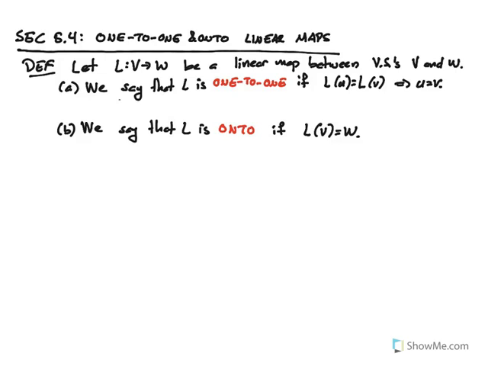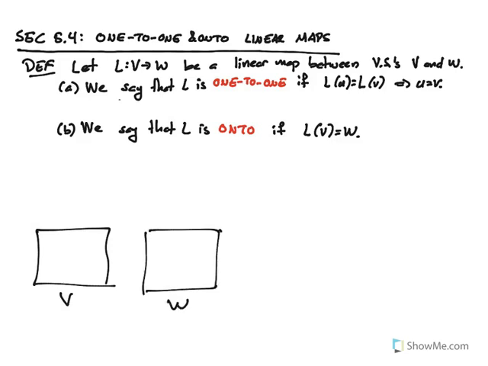In other words, what this means is that for every point in the target space, W, there's precisely one point in the source space that maps there. So if we have the source space V and then we have W here, then for every point L of U in the range, there's precisely one. There's only one point that maps there. So this would be one-to-one.